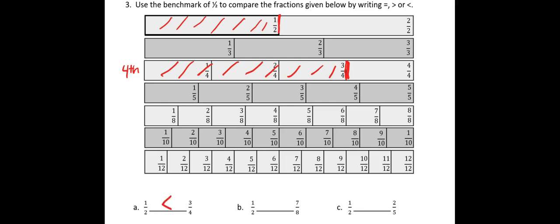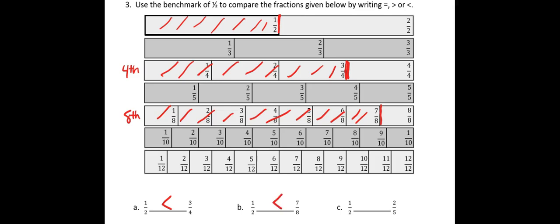Next, I'm going to compare 1/2 to 7/8. I'll move down to my 8th section and I'll find 7/8. And this line shows me where 7/8 ends. That means this whole piece all the way up to that line is the 7/8. And 7/8 is farther along than the half. So again, 1/2 is less than 7/8.